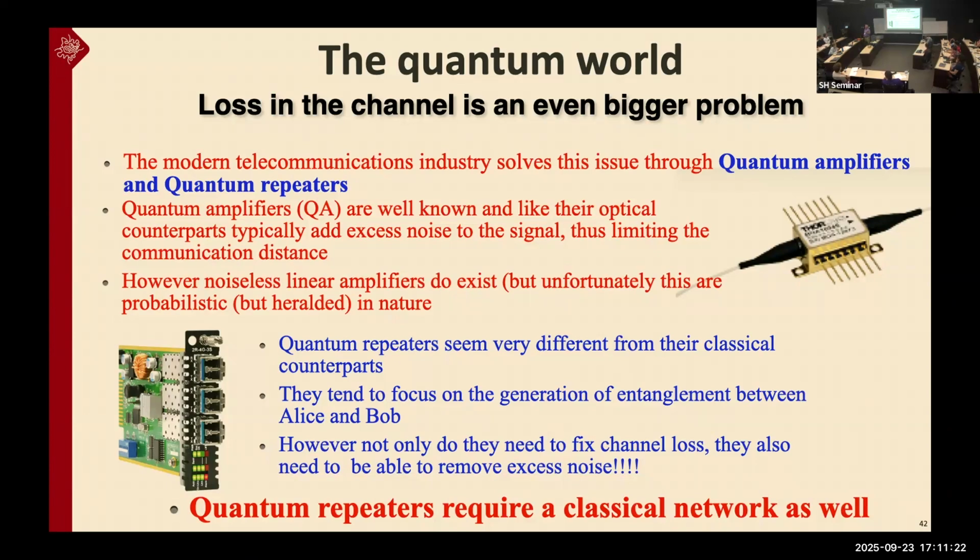There's a gotcha. They are probabilistic. When they work, it's perfect. When they don't work, goodbye. Probably not very good for networking, is it? Sorry, no signal, no signal. Oh, yep, that one works. So what that means is that when we start thinking about repeaters, they're going to have to be very different from their classical counterparts.